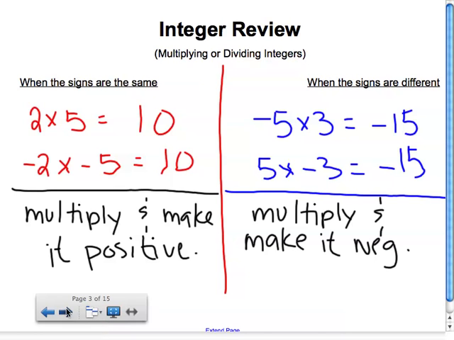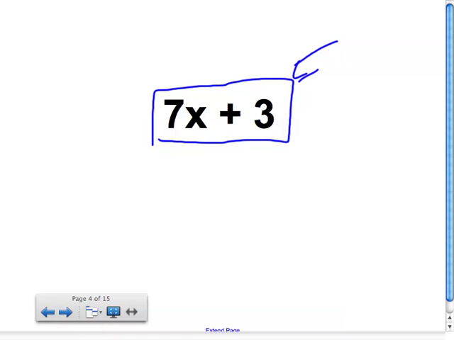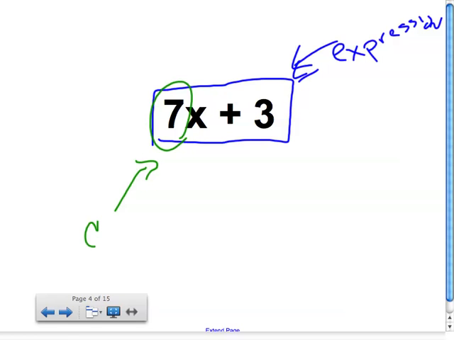Okay. Now that we've reviewed that, I want to talk briefly about what this is. This whole statement right here, 7x plus 3, this whole thing is called an expression. What separates this expression from an equation is the equal sign, right? So this is an expression, but let's talk about the 3 things that we see here. This 7 is called your coefficient. It's the number being multiplied by the variable.